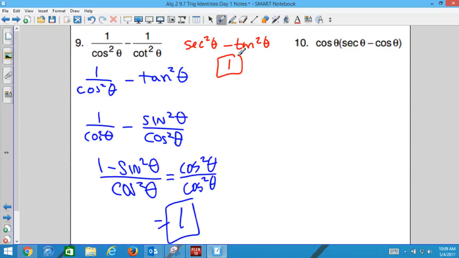Huh? I don't know where you're pointing. Cosine. That's right here? Yeah. So next step, 1 minus sine squared theta is cosine squared theta. That's one of our identities.